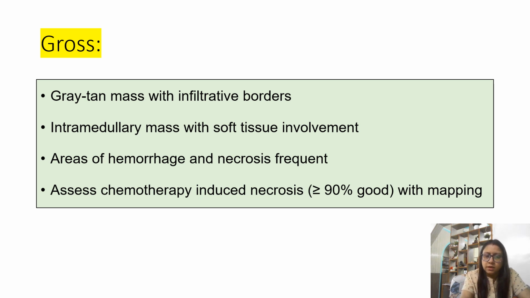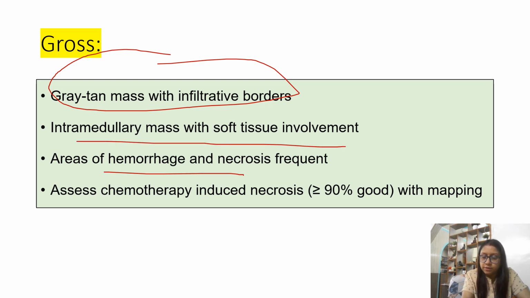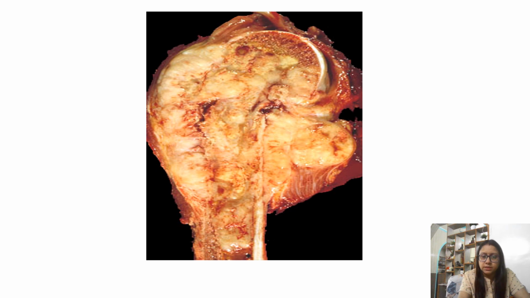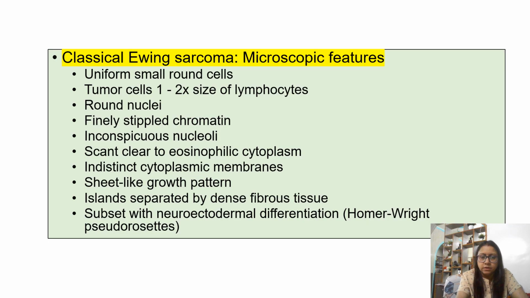Gross, how do you see it? The tumor will be a bony tumor, a grey tan mass with an infiltrative border. The intramedullary mass with soft tissue involvement. You can see areas of hemorrhage and necrosis, and you can assess the chemotherapy induced necrosis. More than 90% is good, as with mapping. So here see the bone. It involved the metaphysis, and the whole growth is involved here.